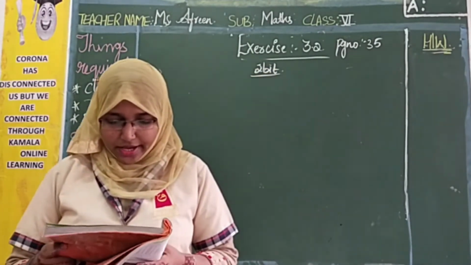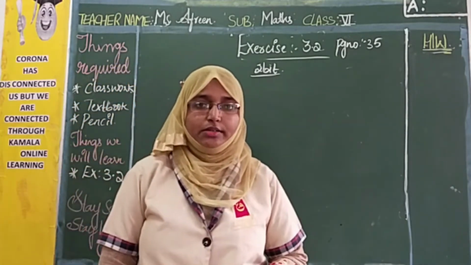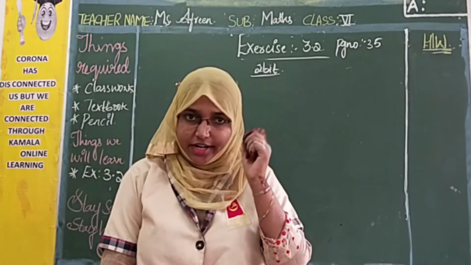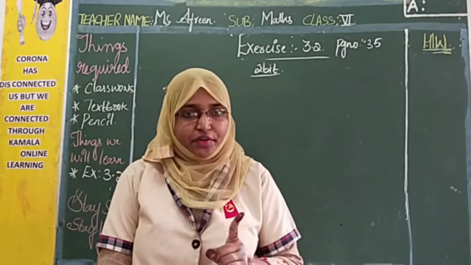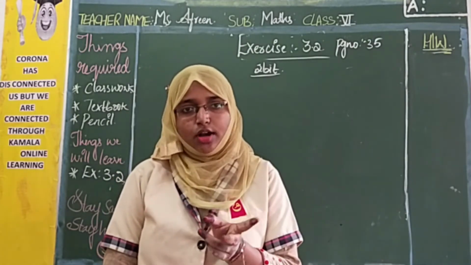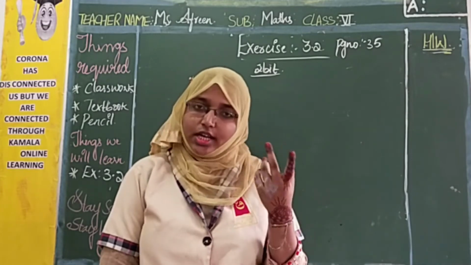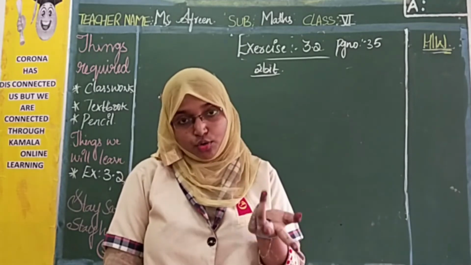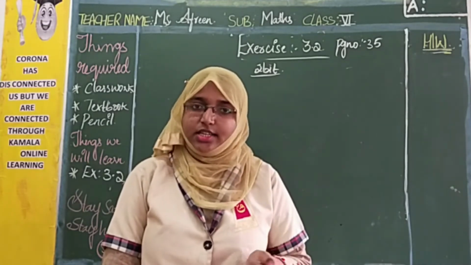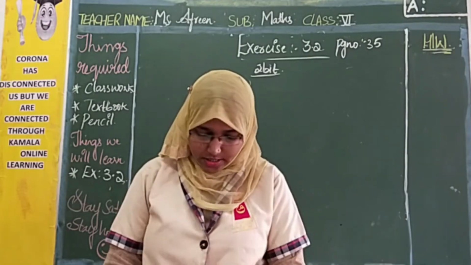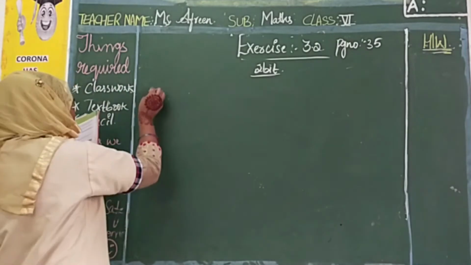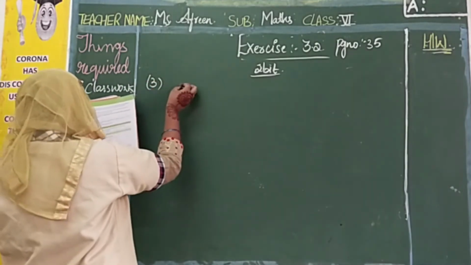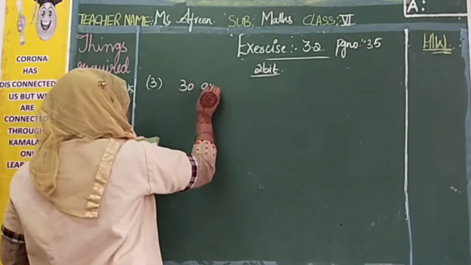Which of the following pairs are co-primes? What are co-primes? They give two numbers. We need to find the factors of those numbers. If the common factor is only one, then those two numbers are called co-primes. If there is more than one common factor, then it is not a co-prime. So let us take the third one, that is 30 and 415.